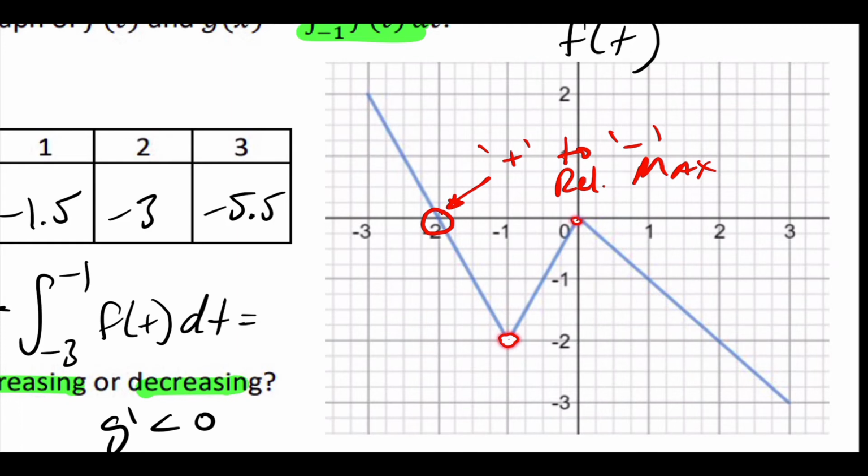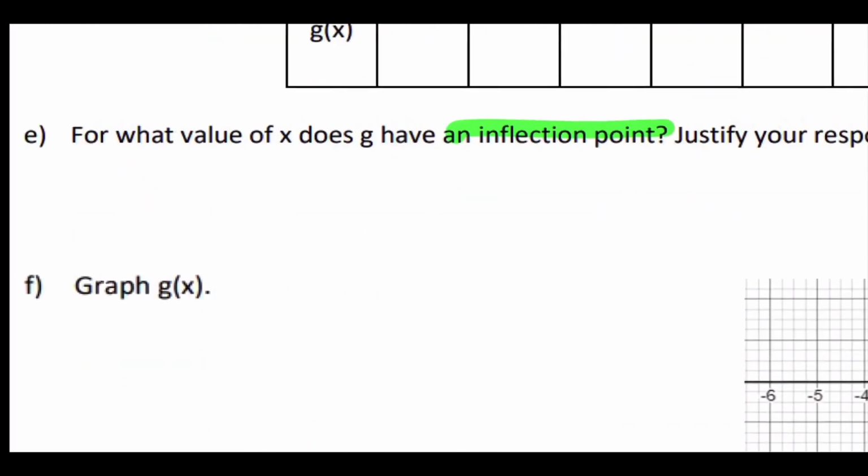So I would say -1 and 0. -1 and 0 are where, because it's switching, it's technically switching from negative slope to positive slope to negative slope. Even though these guys don't have a nice horizontal tangent, they are undefined slopes, and we still consider those critical values. Okay, so at -1 and 0.